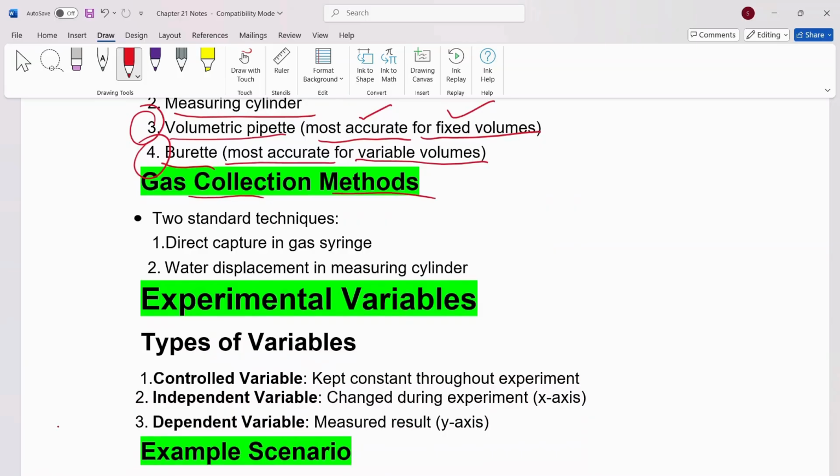Then we have gas collection methods. Two standard techniques we have. Number one, direct capture in a gas syringe. Number two, water displacement in a measuring cylinder.